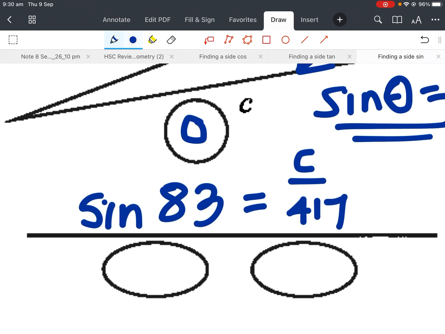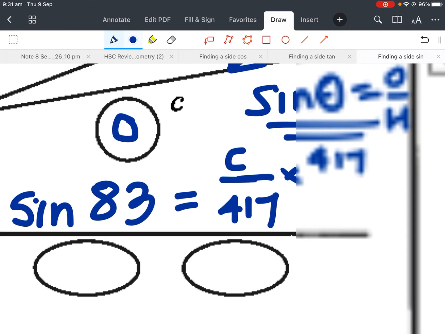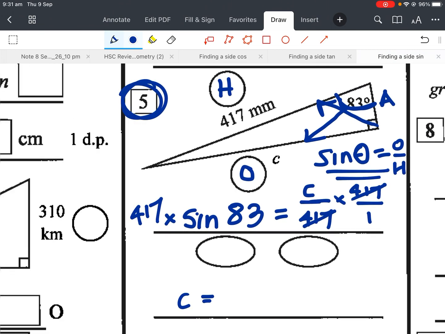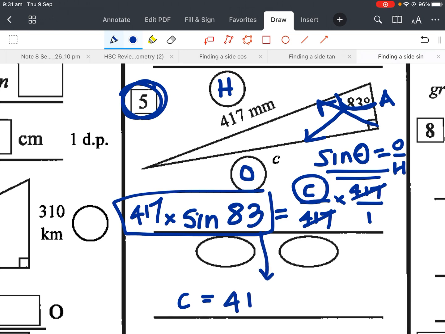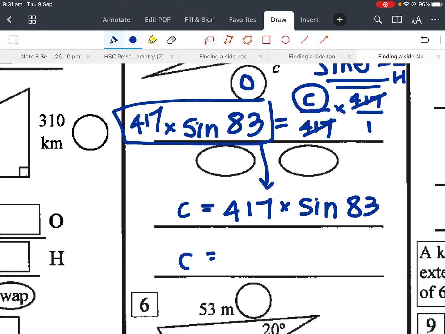So I need to get C on its own. To get C on its own, I've got to get rid of the 417. So since the 417 is on the bottom, if I multiply by 417, and remember what I do to one side, I must do to the other, then I have the 417 on the top and on the bottom, that's the same as over 1 if you're wondering, then what I've done is I've actually got C on its own. And remember, I just take what this is and I write it down here. So now I've got 417 times sine 83. So I'm going to do that on my calculator and get my answer for C.